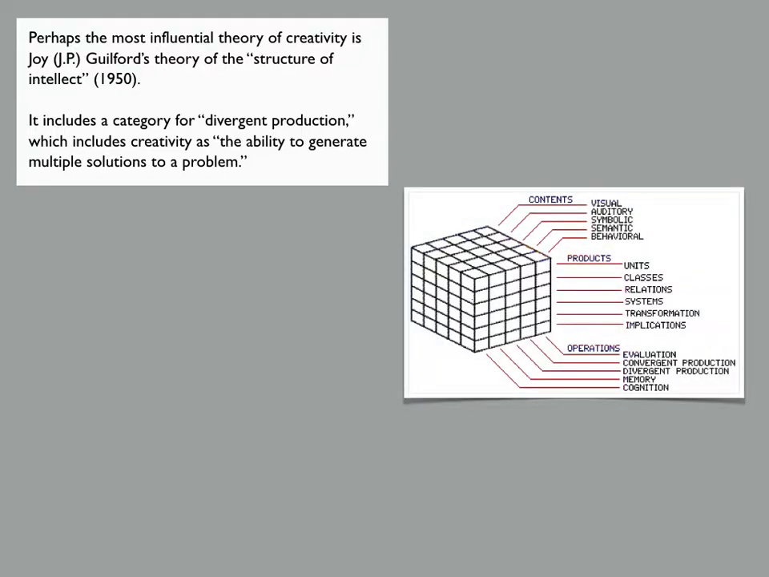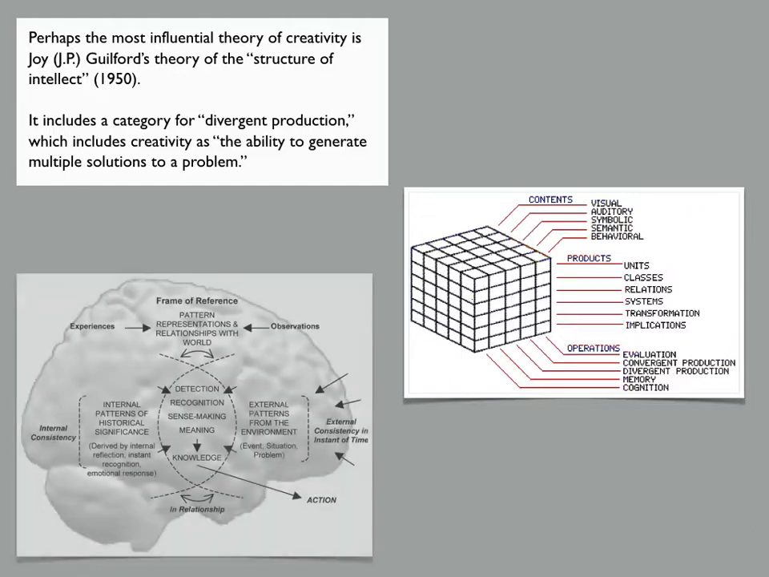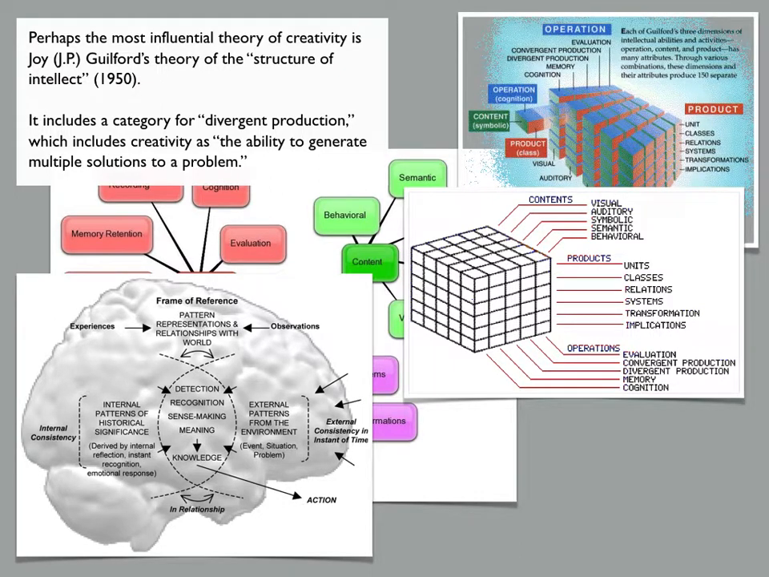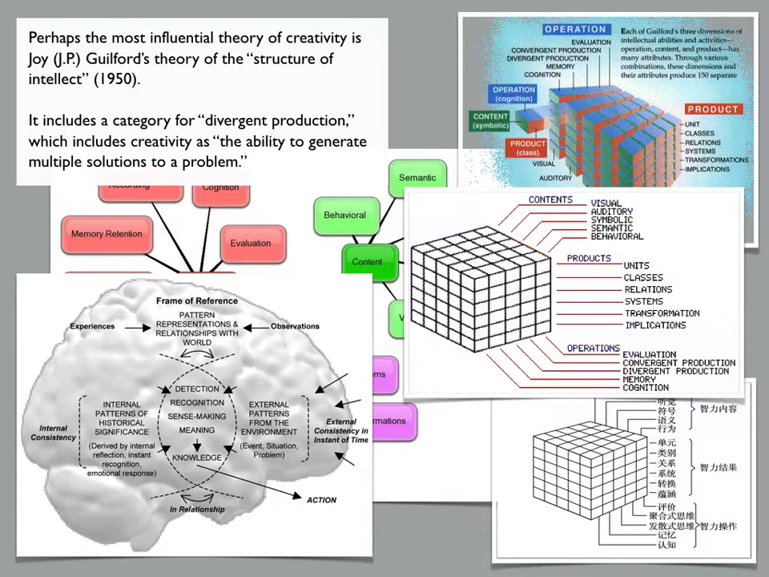I think the most influential theory is Joy Guilford's theory from the mid-20th century. One of the ways that it's visualized is like a Rubik's Cube, or actually an XYZ coordinate system of different kinds of intelligences. And creativity is under operations. In that little picture on the lower part, there's operations, and it's under the subcategory of divergent production. It's a category within that, so again, it's a minor category. Guilford's system has been visualized many times in many different ways, but creativity remains a subcategory.